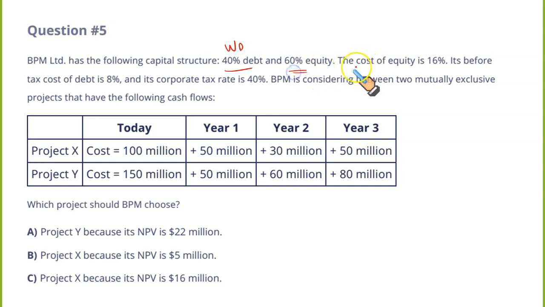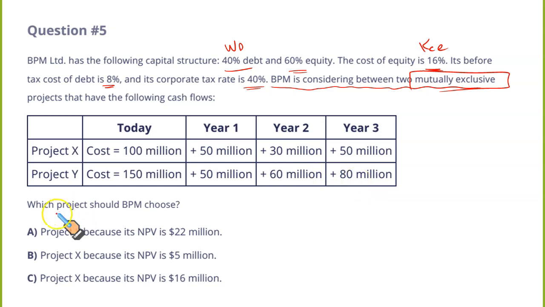40% debt, 60% equity. The cost of equity is 16%. I will just label it as KCE, cost of common equity. Its before-tax cost of debt is 8%, and its corporate tax rate is 40%. BMP is considering between two mutually exclusive projects, mind this word, that have the following cash flows. Project X: 100 million today, 50 in year 1, 30 in year 2, 50 in year 3. Project Y: 150 outflow today, with 50, 60 and 80 inflows in years 1, 2, 3 respectively.